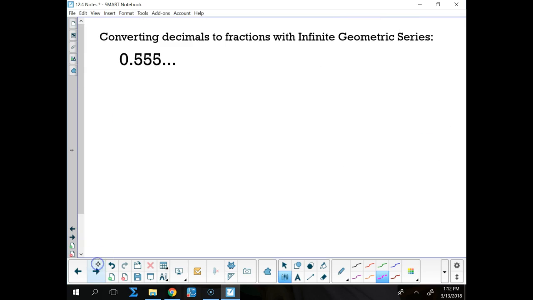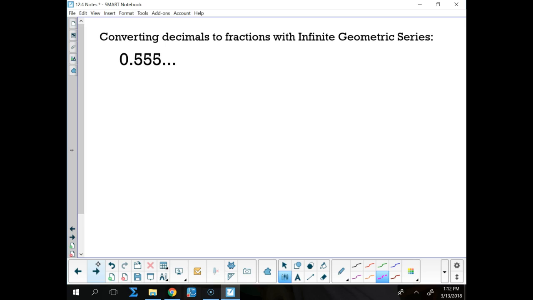All right. So today, what I would like to do is find the fractions of repeating decimals. Okay? And we do that with infinite sums. Okay? We do that with infinite geometric sums. So the first one is 0.5 repeating. Okay? Now, if you know anything about math, you know that 0.5 repeating is 5/9.